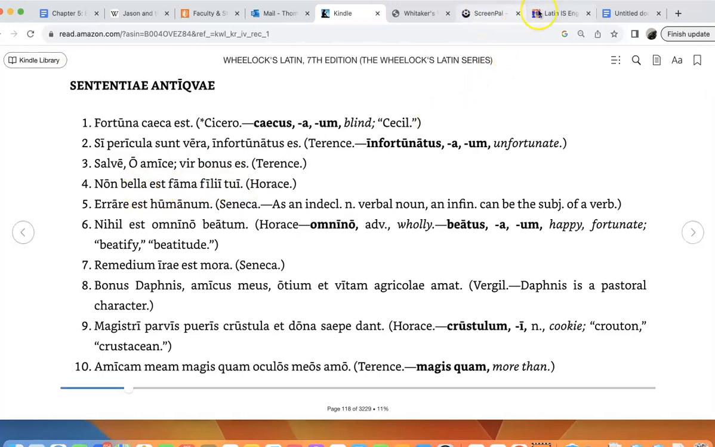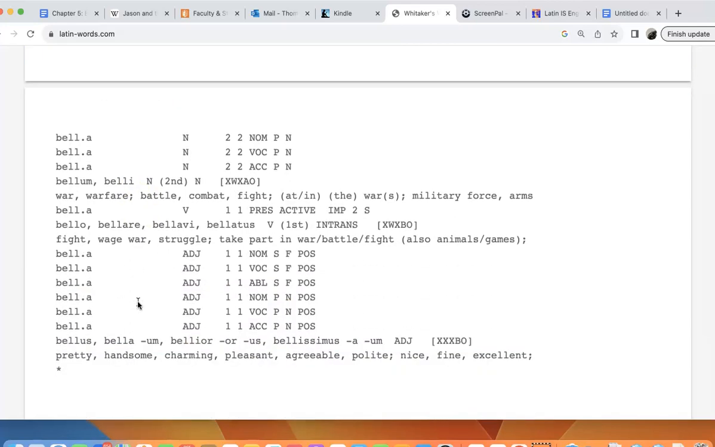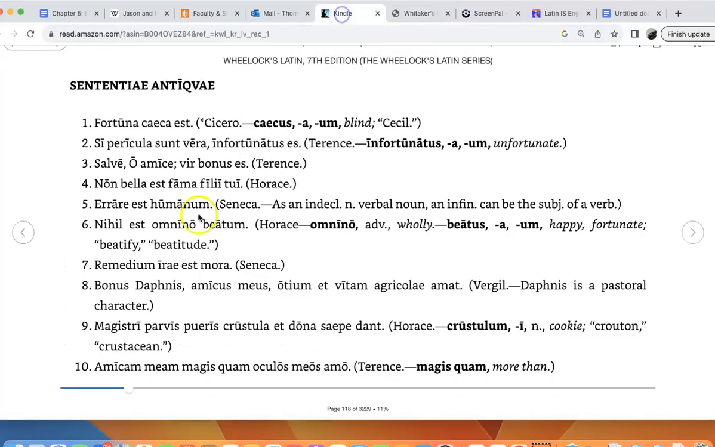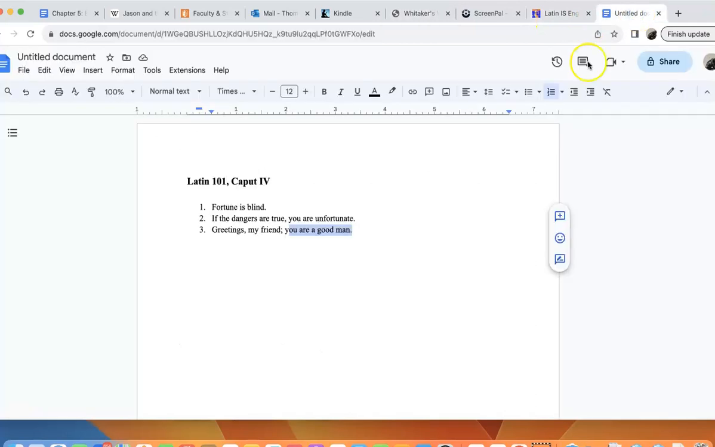So now the "bella," this is where we may want to just look up the words, just like I'm doing here, is this one could be pretty, handsome, charming, pleasant, agreeable, polite, nice, fine, or excellent. So this one's going to be a little bit tricky to translate. So "fama" means reputation. So what it means is the reputation of your son is not excellent, or is not fair. So the reputation of your son is not, we're going to go with excellent. You can say fine, you can say nice, or you can say pleasant if you want to. Let's go with that one. And so we're going to write that out here.